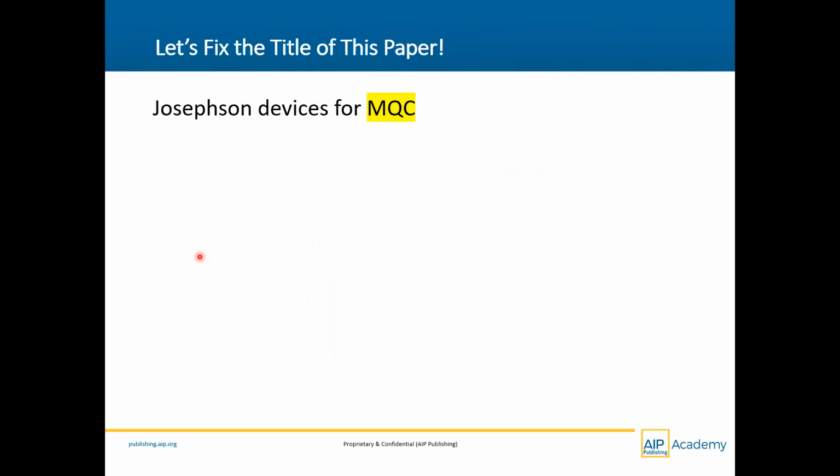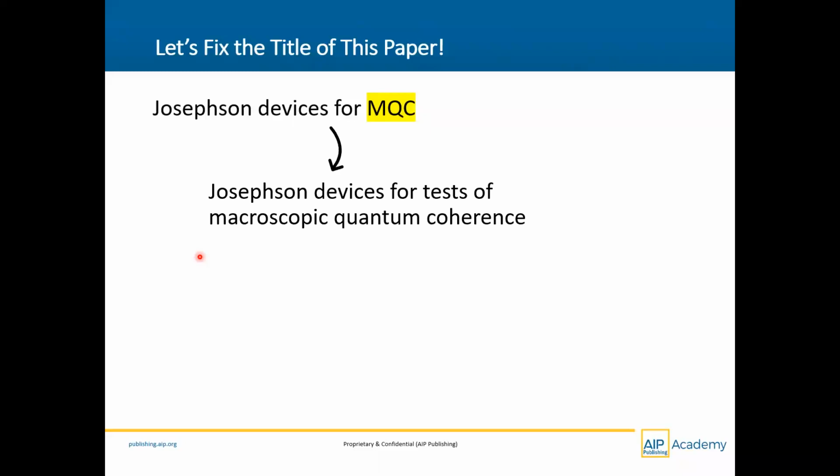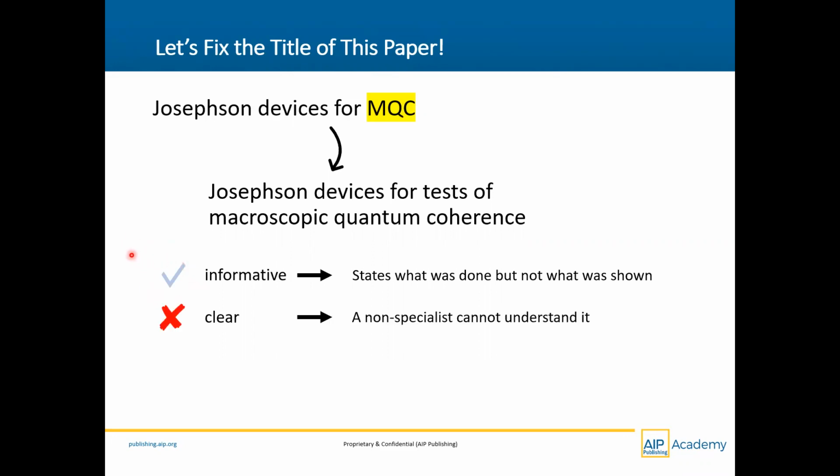We can further make this title expand on what has been shown by saying Josephson devices for tests of macroscopic quantum coherence. By changing the title to this, we've made it slightly more informative by showing what was done, but it still doesn't show what was shown, so we'll just give it a gray check mark for now. It's still not very clear, and non-specialists cannot understand it.